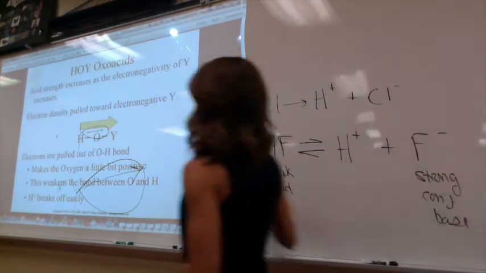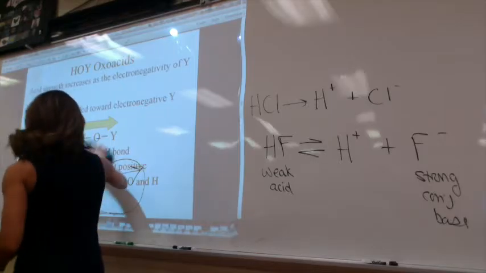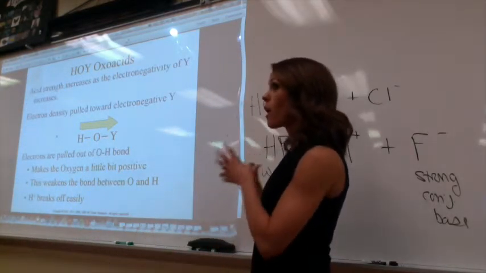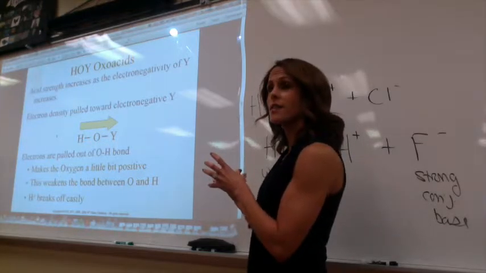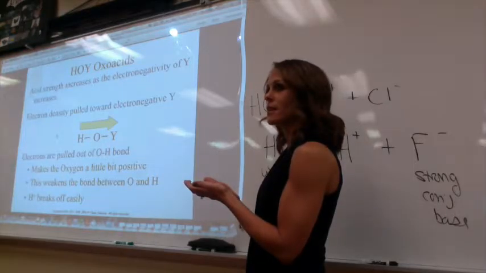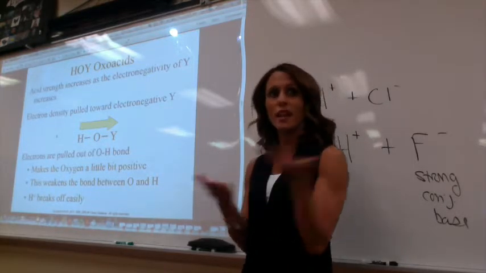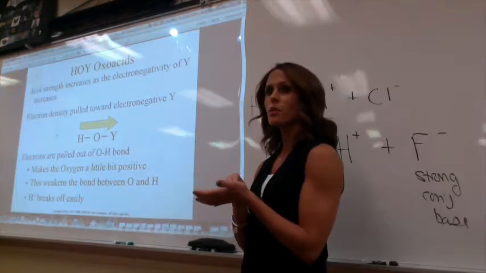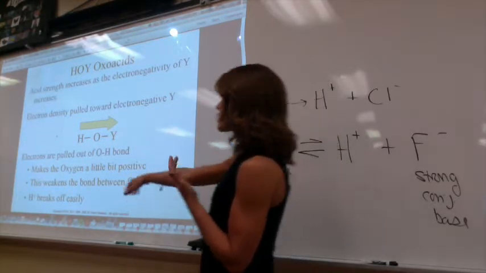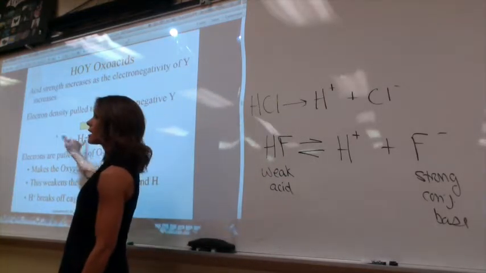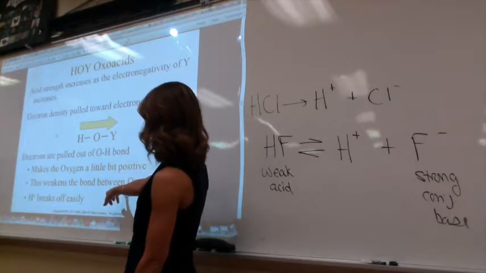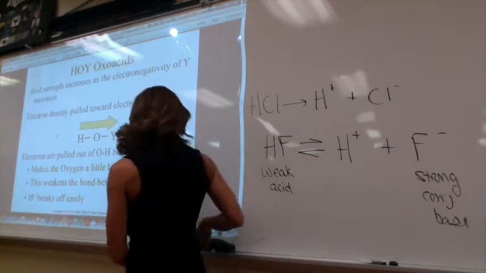The acid strength for an oxoacid that doesn't have multiple oxygens on it is going to depend on the electronegativity of what Y is. Whatever Y is will pull the electrons furthest to it. So what's your strongest oxoacid? HOF. Because fluorine's the most electronegative, so it's going to pull the electrons out of this OH bond and dump your hydrogen. This makes the oxygen a little bit positive. This weakens the bond between O and H, and H plus breaks off easily.